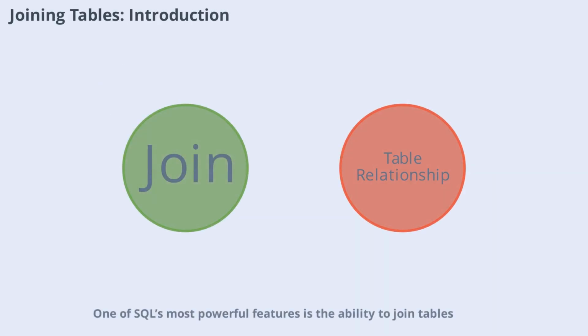One of SQL's most powerful features is the ability to join tables. Joins let you combine data from multiple tables based on related columns. For example, you can link customers and orders using a customer ID. This opens up endless possibilities for analysis and reporting, as you can pull together all the information you need in a single query.